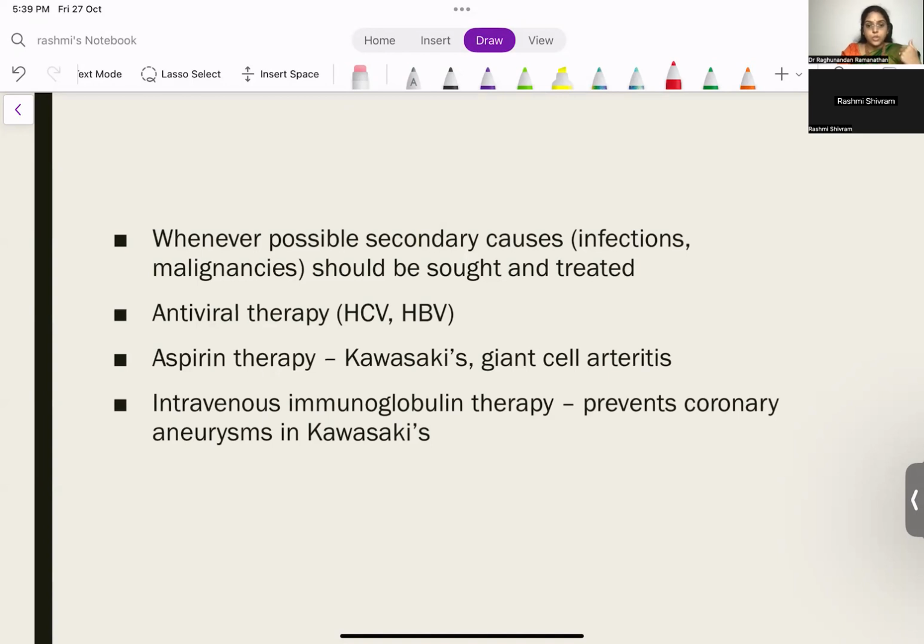Along with IVIG, you give it in Kawasaki disease. What do you do? IVIG plus aspirin. That is what is given in Kawasaki disease, and also in giant cell arteritis because the pain is too much. So you give aspirin along with IVIG for Kawasaki disease patients. Intravenous immunoglobulin will actually prevent the coronary aneurysms in Kawasaki's.